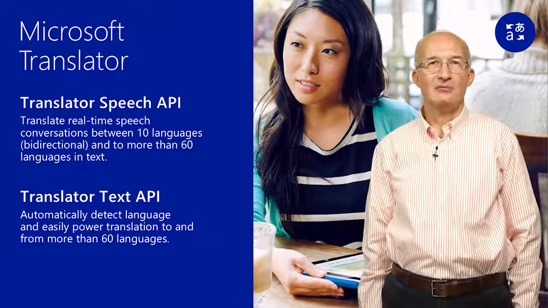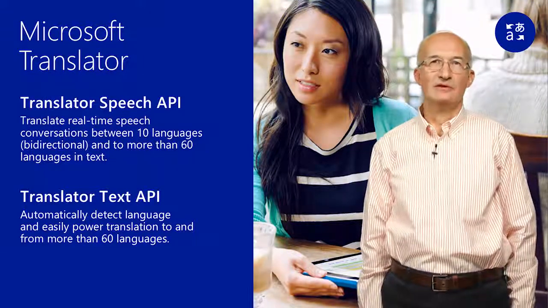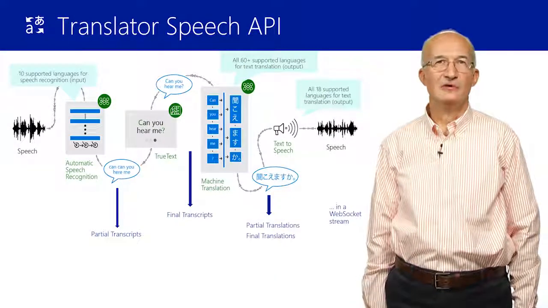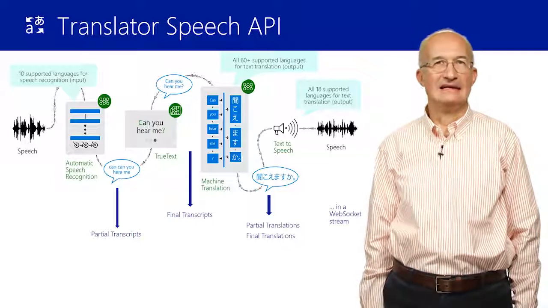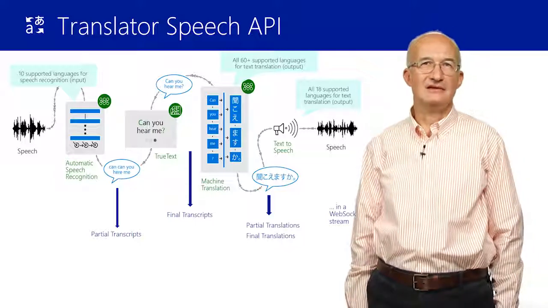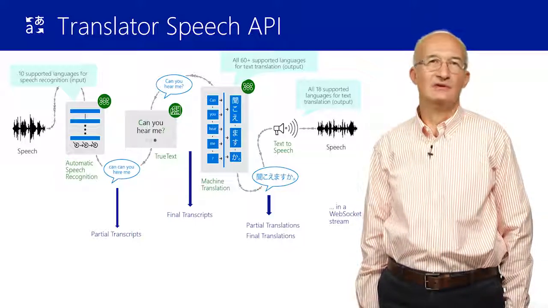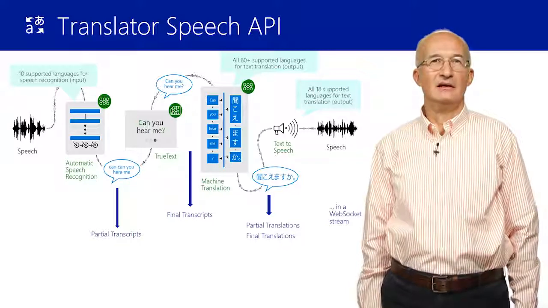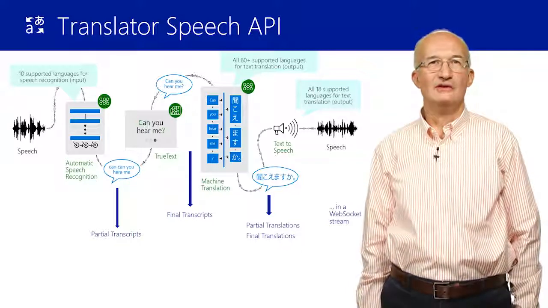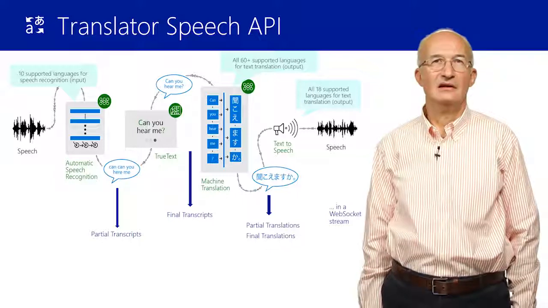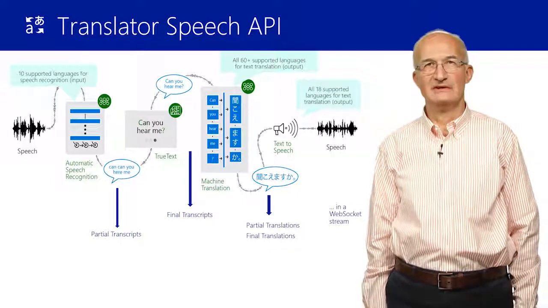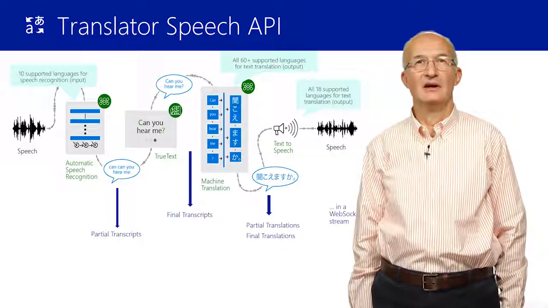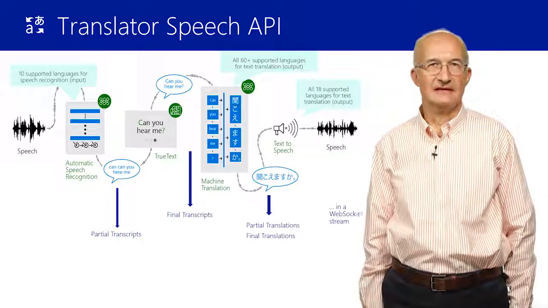The Translator Speech API receives the audio in a WebSocket stream and returns to you the transcript of what was said in the original language, the translation of what was said in text, and, if desired, the translated audio, all in a WebSocket stream. The Translator Speech API does more than just recognize and then translate. It also cleans up the speech from undesired elements like disfluencies, false starts, and repetitions, which all can be harmful in translation.